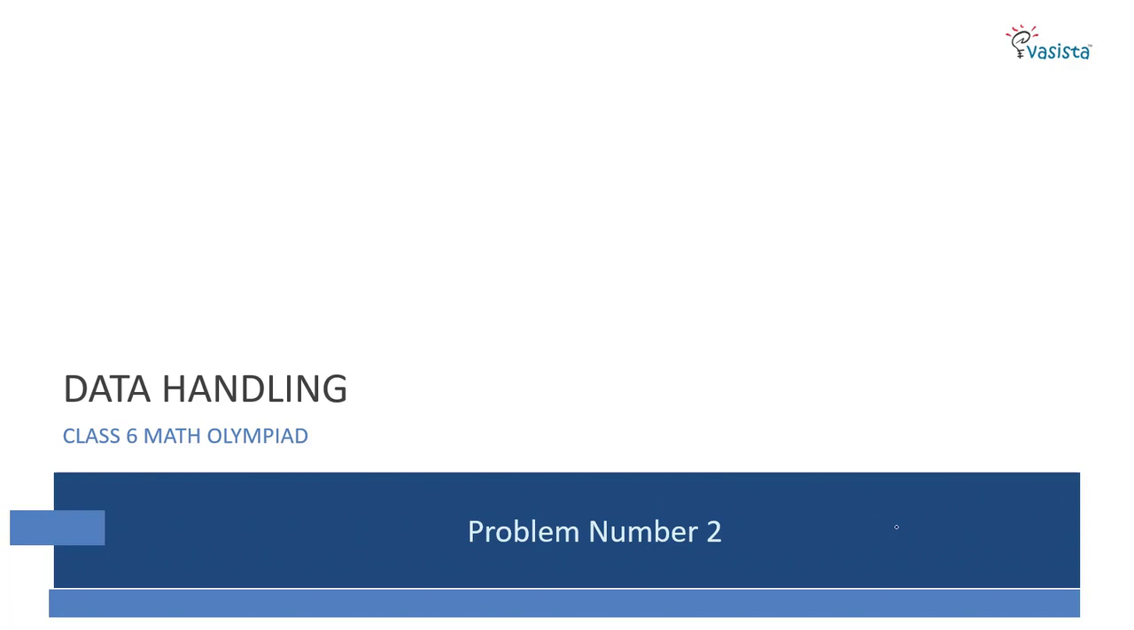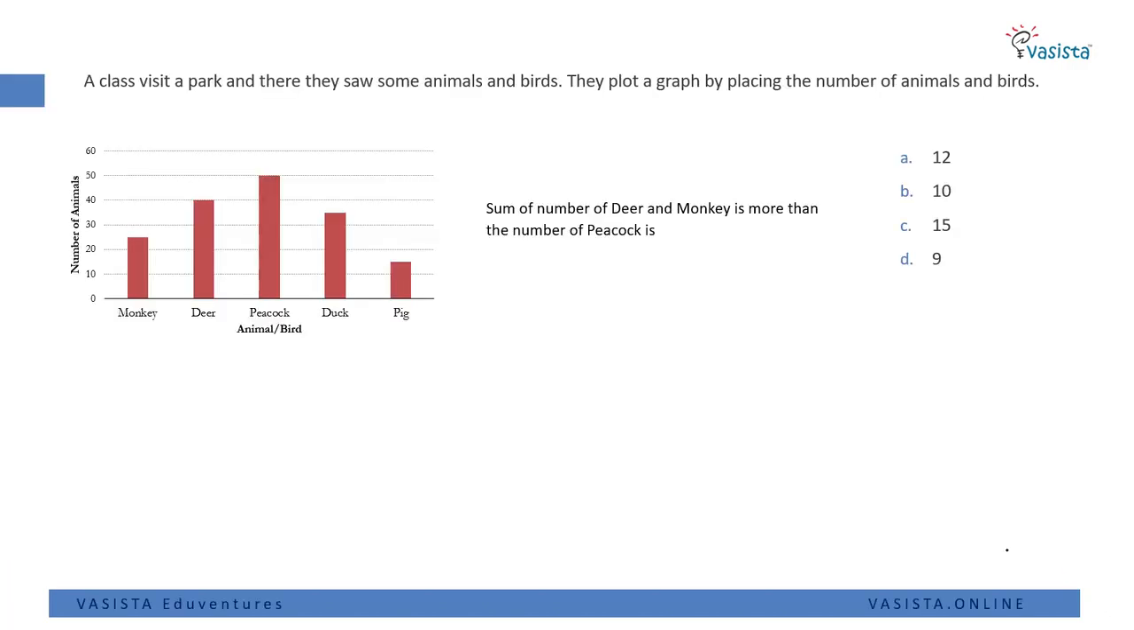Fine, let us start working on the second problem, which is based on bar chart. Let us check out here. A class visited a park and there they saw some animals as well as birds. They plotted a graph by placing the number of animals and birds. What we are supposed to find: is the sum of the number of deer and monkey more than the number of peacock? First let us check out here.